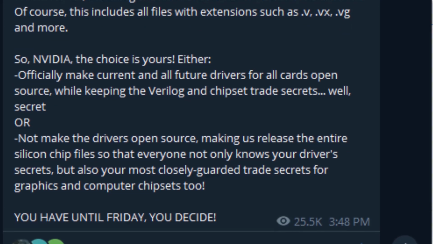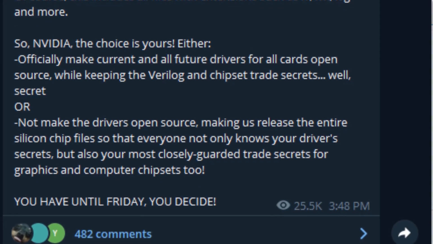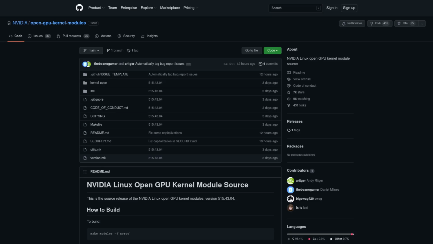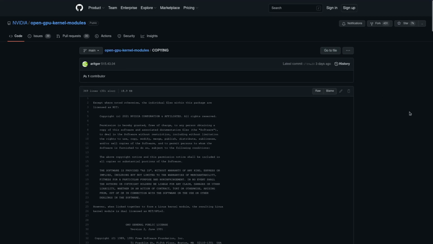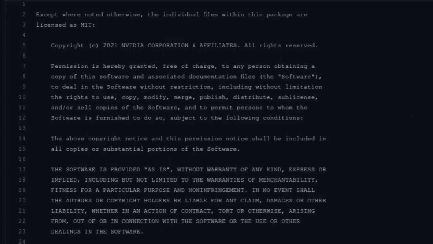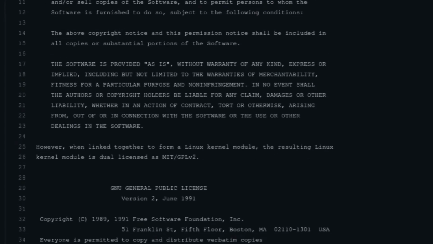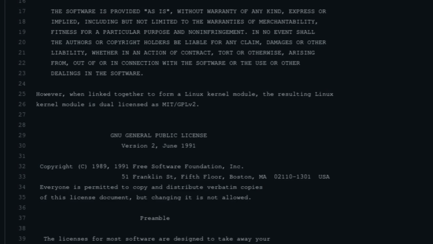But I highly doubt that this has anything to do with NVIDIA's decision, because compliance with that demand was never actually met. We don't have the full software stack like we do with AMD, and all of the code, except when it is linked together to form a Linux kernel module, is under an MIT license, which is not actually FOSS. But let's remain positive here.